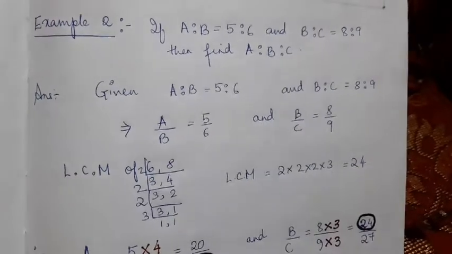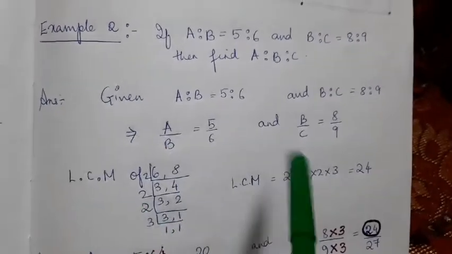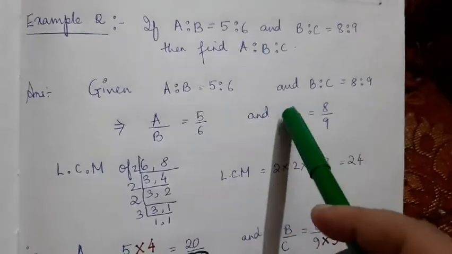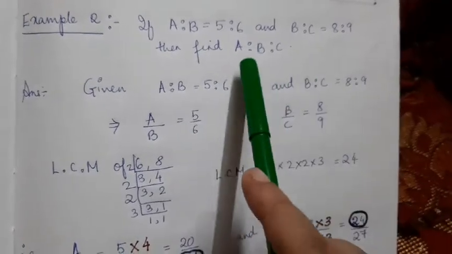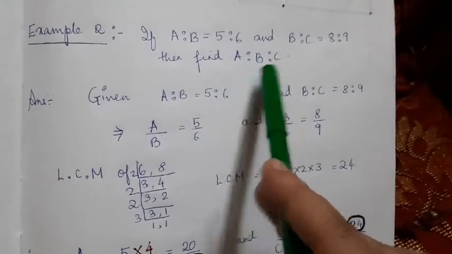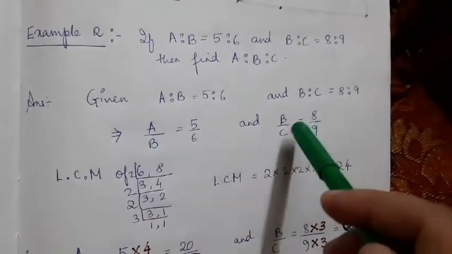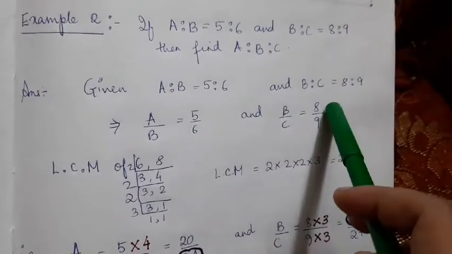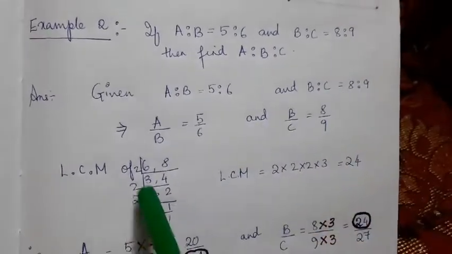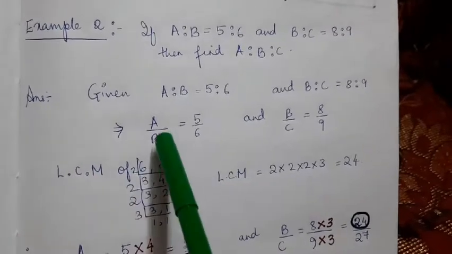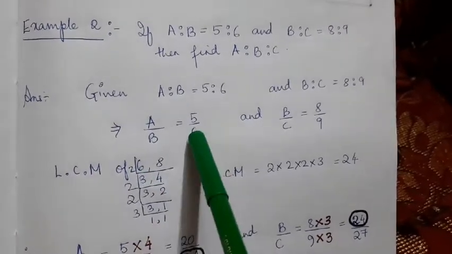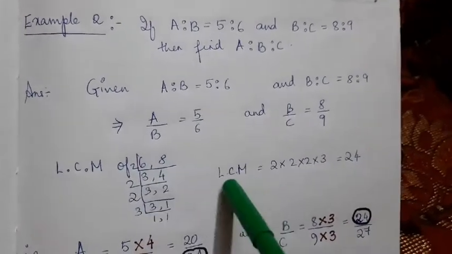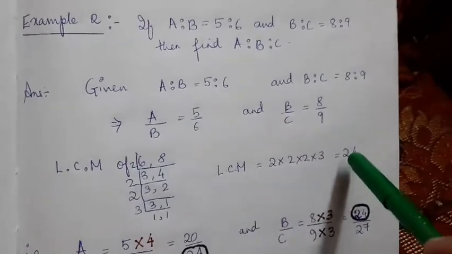Now, very important step. You can see B is 6 here, B is 8 here. But you have to find A is to B is to C, and the value of B here and B here is not the same. One is 6 and one is 8. So in that case, remember students, you have to find the LCM of 6 and 8. I have found the LCM of 6 and 8 as 24.